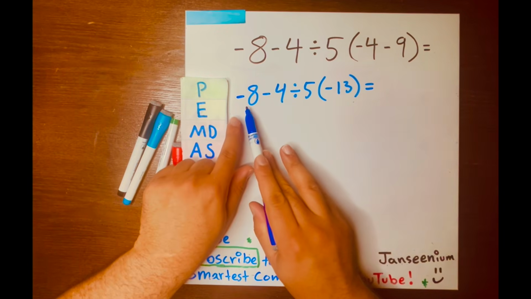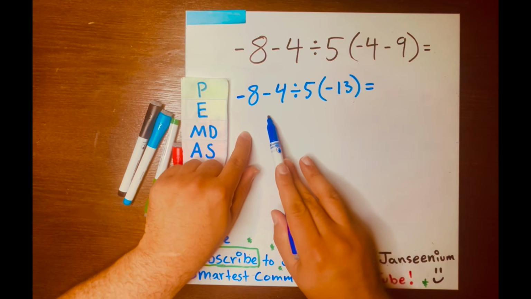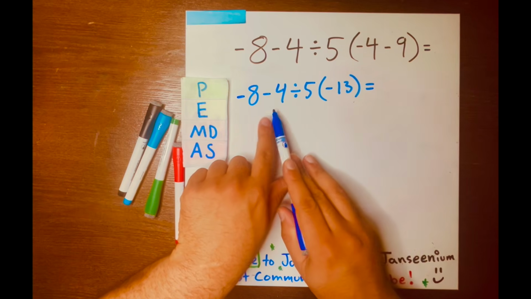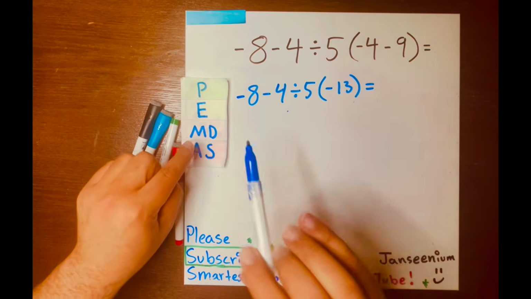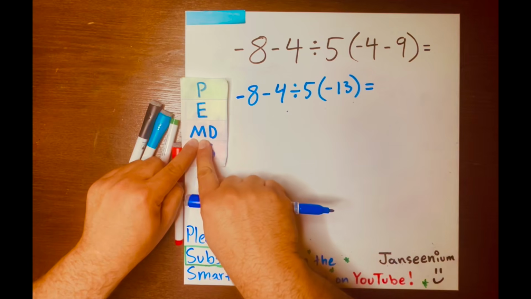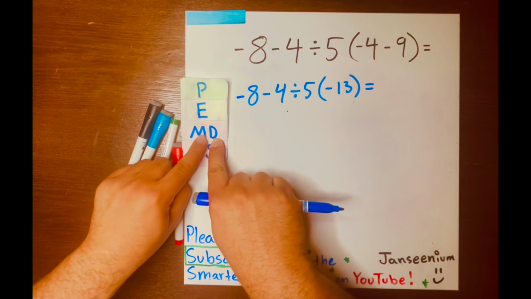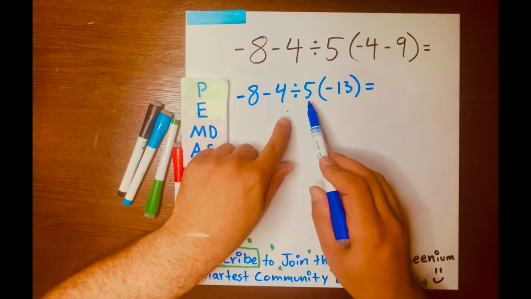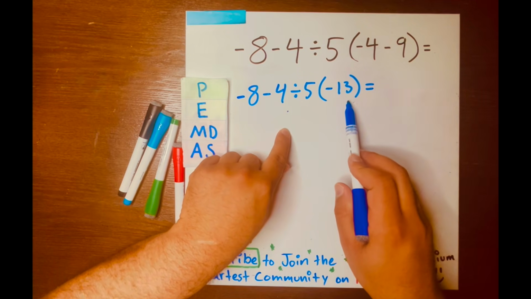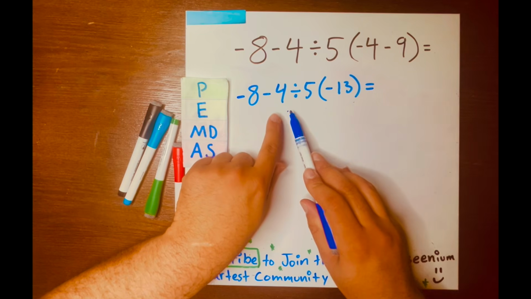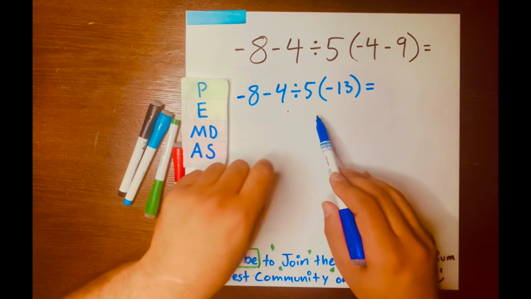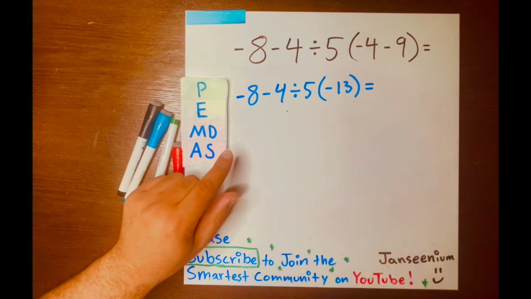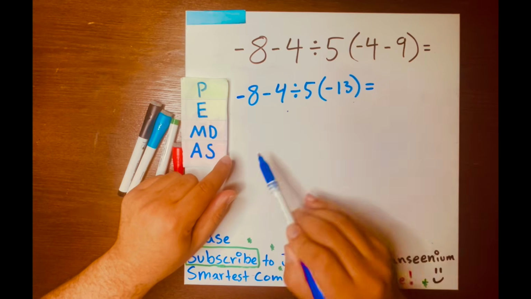So I did look at -8 minus 4. That's a no-no because 4 divided by 5 has higher priority than -8 minus 4. And don't think that multiplication goes first and then division. No, no, no. You solve the math problem from left to right. So if it was 4 times 5 divided by -13, then yes, you multiply first, 4 times 5. But this is not the case. 4 divided by 5 is what I see, so that's what goes first.